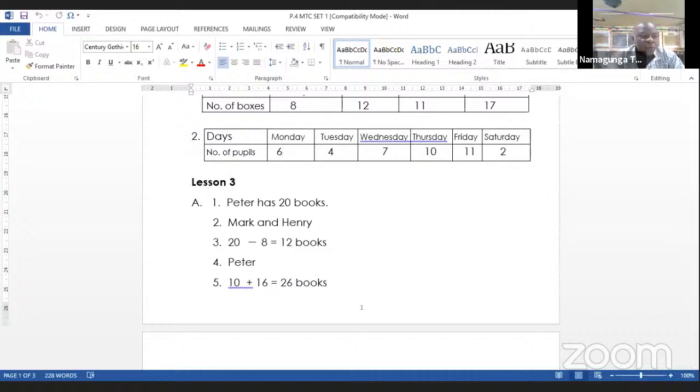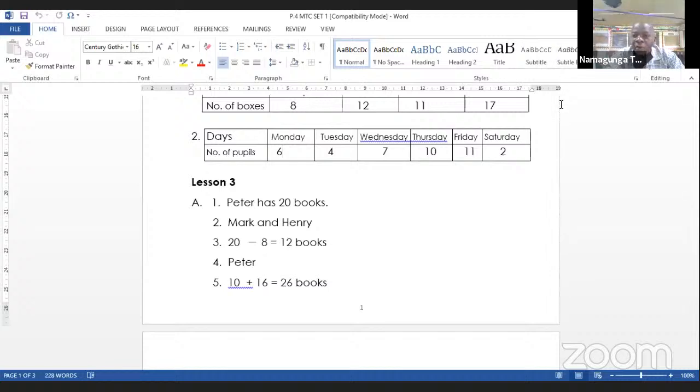Which two pupils have the same number of books? Kabugo, are you attentive now? Give us the answer. Mark and Henry. Oh, thanks. Mark and Henry. Correct.